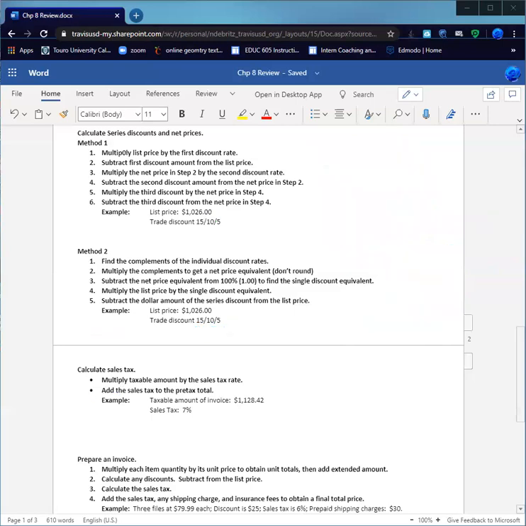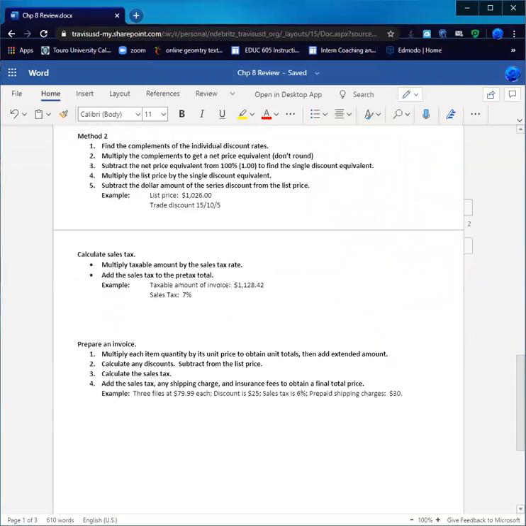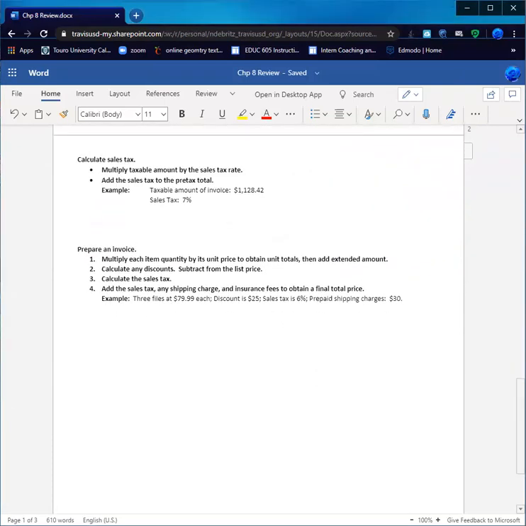Then we're going to figure out an invoice using the sales tax and all that other stuff. So here we go. The first step is you multiply each item quantity by its unit price to obtain unit totals. Then add an extended amount. So we're going to figure out what the total price is for 3 files at $79.99 each. To do that, you take the $79.99 and you multiply it by 3. That's going to give you $239.97.